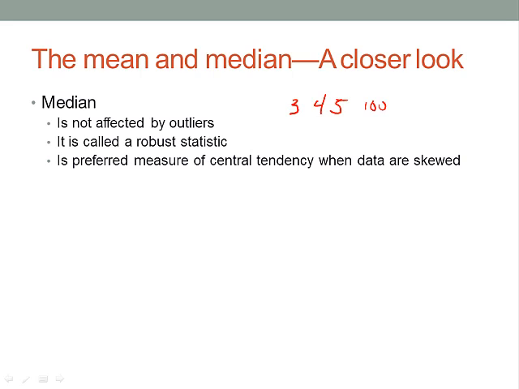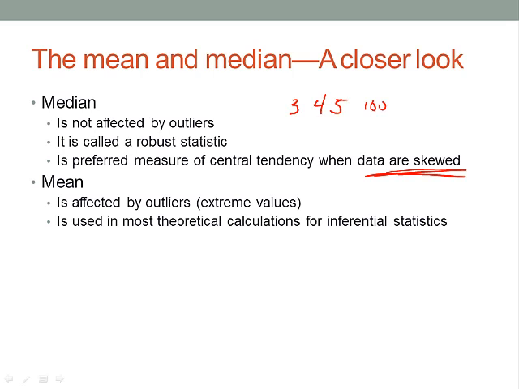So the median is not really affected by outliers, whether it be large or small. It's called a robust statistic. And it's the preferred measure when the data are skewed. So if you have skewed data, you should report the median for your measure of central tendency. If nothing else, report the median and the mean so people can tell about the statistic. The mean is affected by outliers, extreme values. It's used in most of our theoretical calculations. When we start doing inferential statistics in later lessons, the mean is used in our formulas. And there's a reason for that we'll get into later.